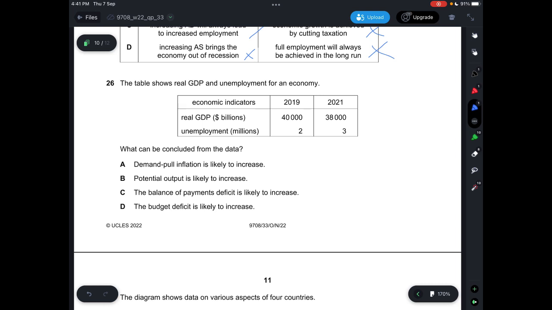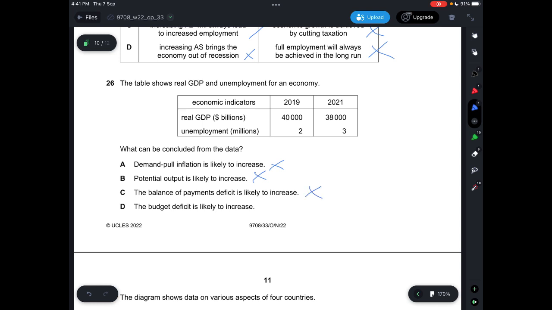A, it says demand pull inflation is likely to increase, which is incorrect. Supposedly at this point, demand pull inflation will not be a thing anymore because the AD shifts to the left. B, it says potential output is likely to increase, which is incorrect. And C, the balance of payments deficit is likely to increase, which is not correct.